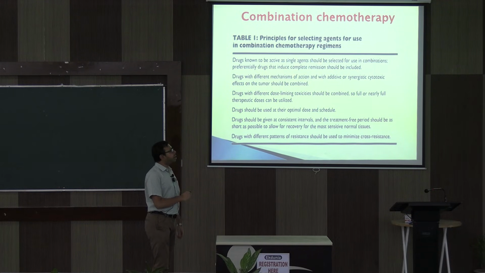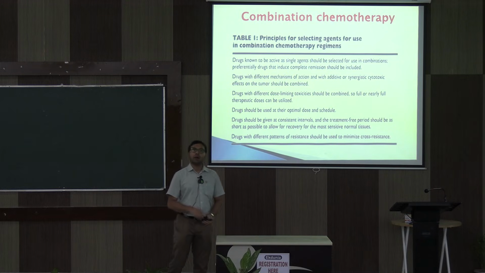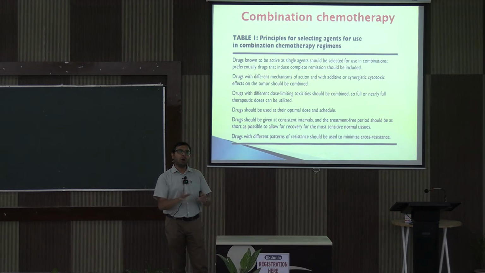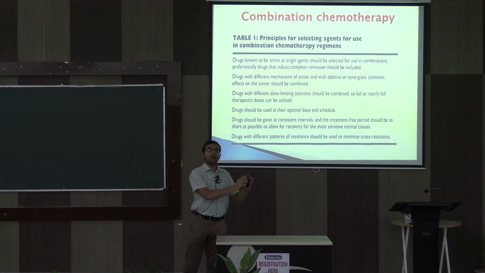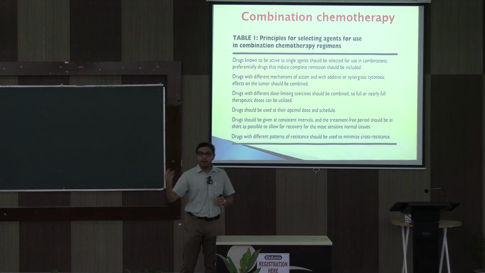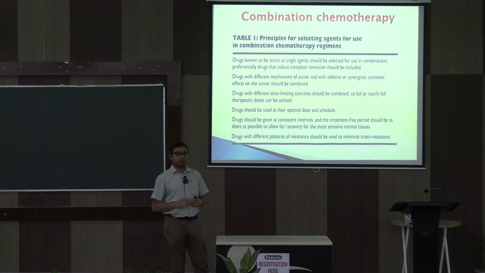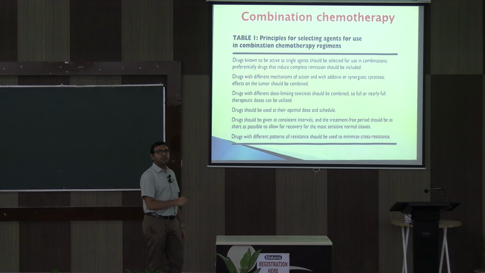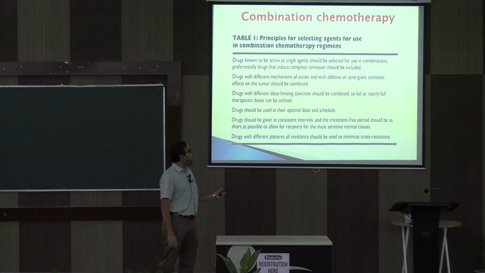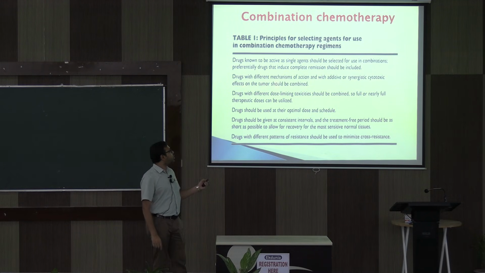Preferentially, drugs that induce complete remission should be included. That means that on that cancer, the drug can kill the maximum number of cells, because we know that in that tumor 70% or 80% of cells are in this phase of the cell cycle, and this drug is active against this phase of the cell cycle. Drugs with different mechanisms of action, with additive or synergistic cytotoxic effects on the tumor, should be combined, of course.